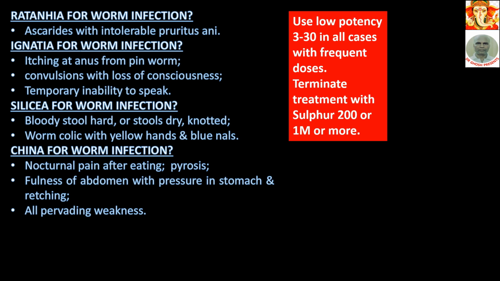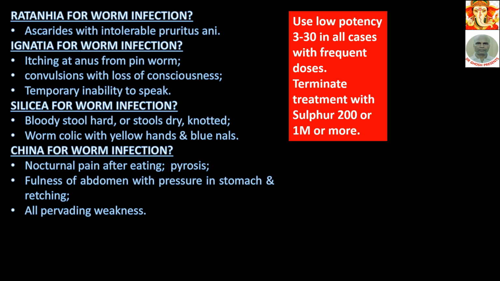Silicea for worm infection. Bloody stool, hard stool, dry, knotted. Worm colic with yellow hands and blue nails. Worm colic means colic, the spasmodic pain generally created in the abdominal portion. Here the colic is created by worm infection. China for worm infection. Nocturnal pain after eating. Pyrosis. Pyrosis means rising of water in the throat, that is acidity. Fullness of abdomen with pressure in stomach and retching.